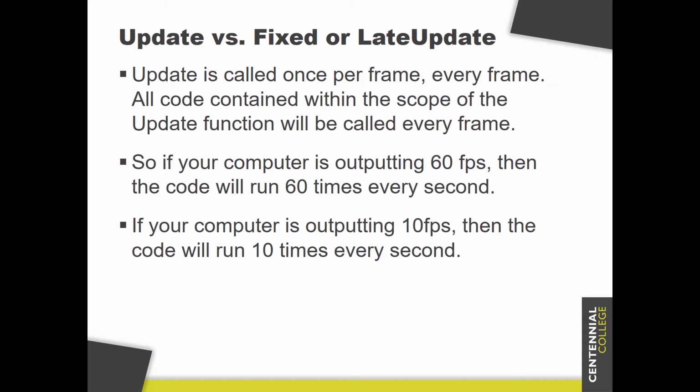The update function is called once per frame, every frame. That's its job. Every single frame, all the code contained within the scope of the update function is run. If you are outputting 60 frames per second, then your code will run 60 times per second. If your computer is operating at 10 frames per second, well, then your code will operate 10 times in every second.